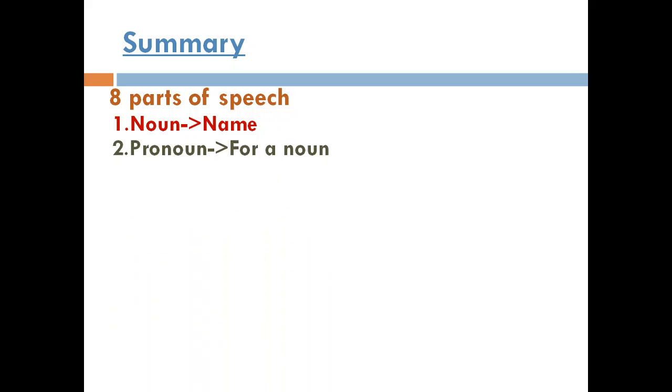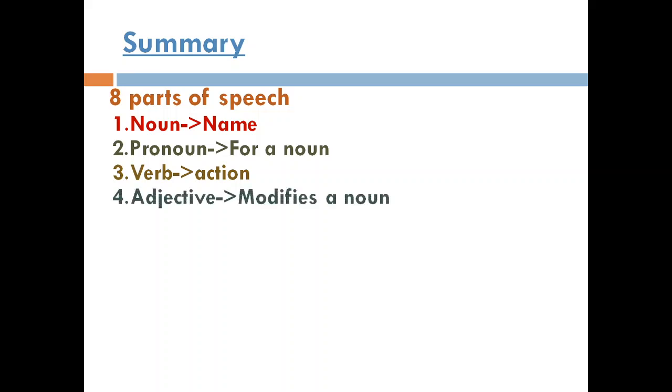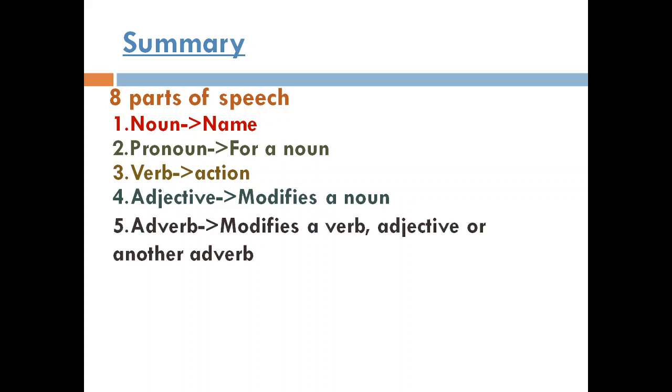Let's revise. There are 8 parts of speech. First, noun, which indicates a name. Second, pronoun, which is used for a noun. Third, verb, which is an action word. Fourth, adjective, which modifies a noun. Fifth, adverb, which modifies a verb, adjective, or another adverb.